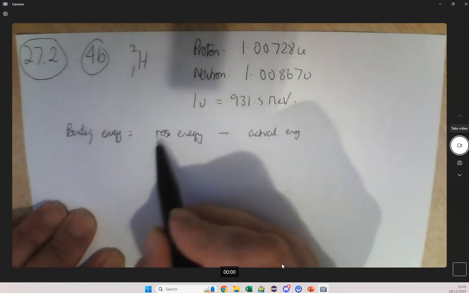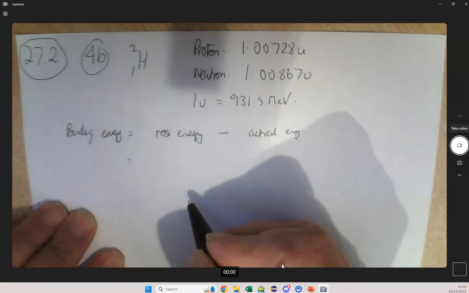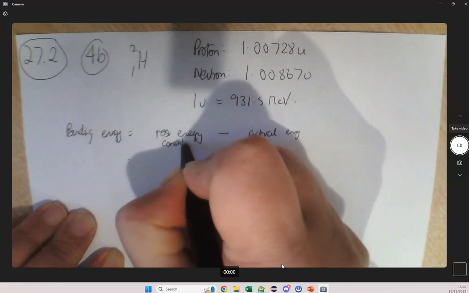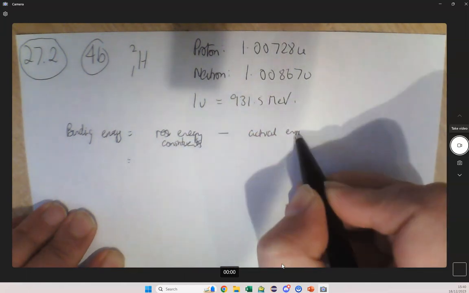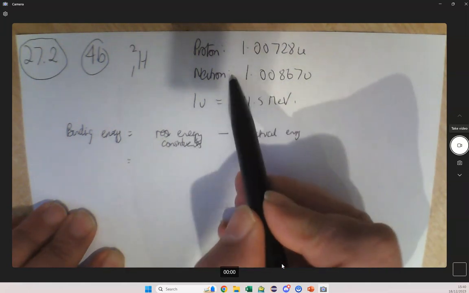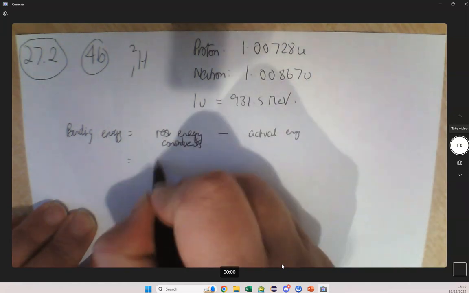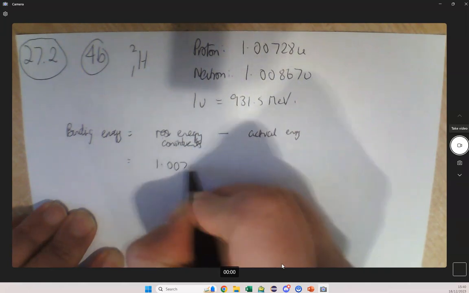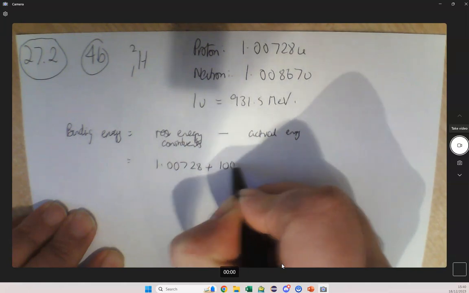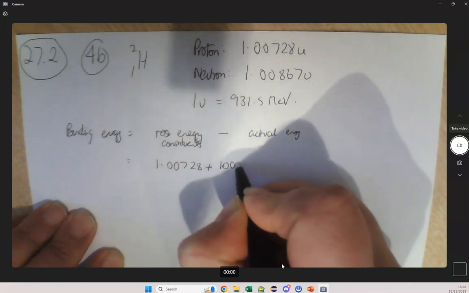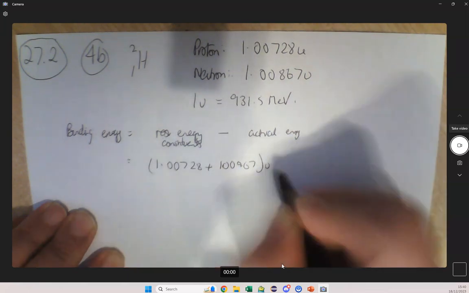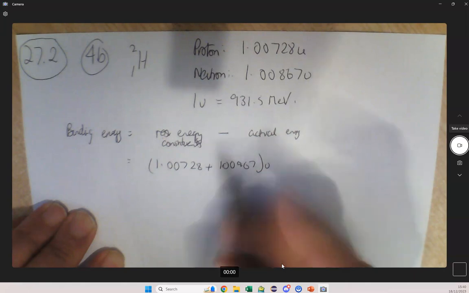So if I look at it, my rest energy would normally be of the constituents, minus the actual energy observed of it. So my rest energy of my constituents is going to be the rest energy of 1 proton plus 1 neutron. So it's going to be 1.00728 plus 1.00867, and that's U. So that's my rest energy of the constituents.